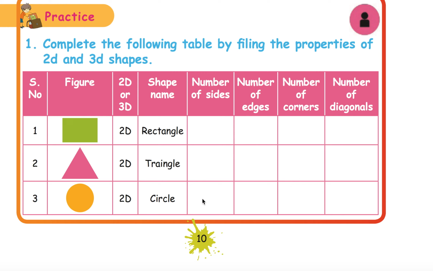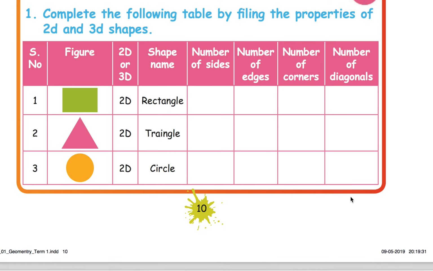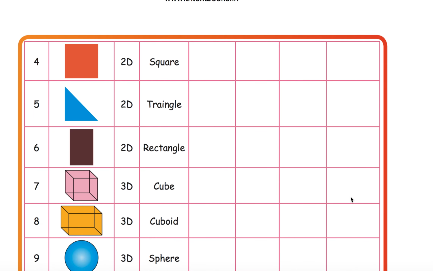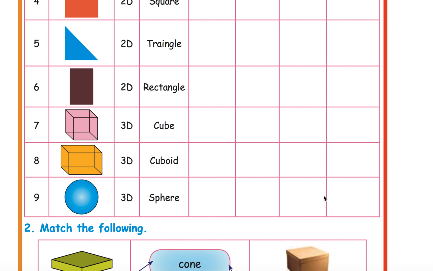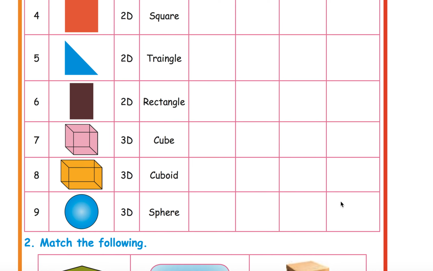Circle, number of sides nil. Number of edges nil. Number of corners 0. Number of diagonals also 0. Similarly, you proceed up to here.